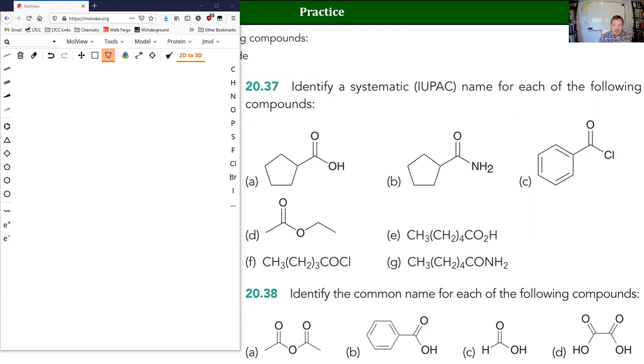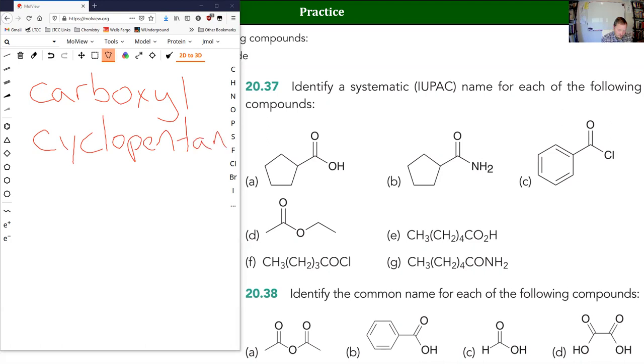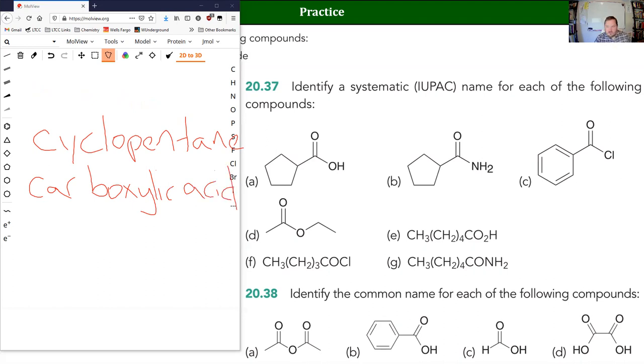You may also hear the prefix carboxy used; a carboxyl group is a carboxylic acid when you use it as a prefix. So you could either say carboxycyclopentane or cyclopentane carboxylic acid. Not too tricky with these. And for the acid derivatives, it's going to go more or less the same way.